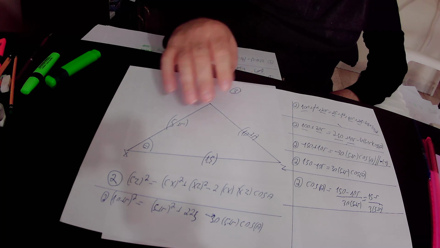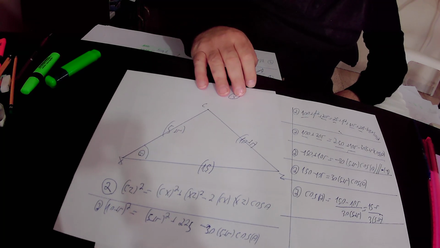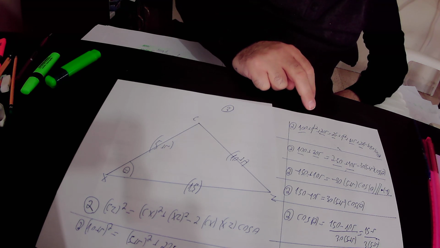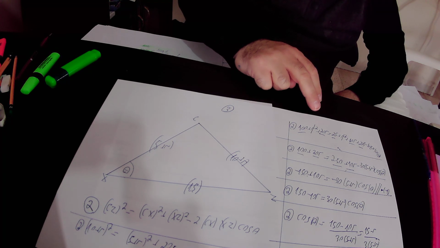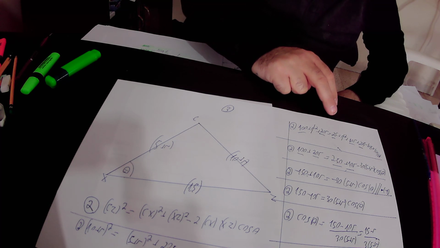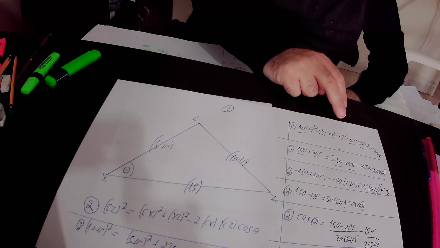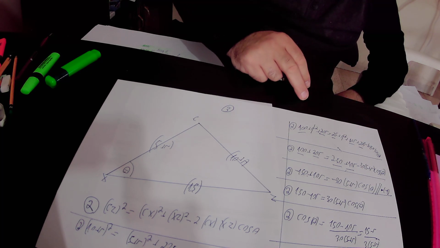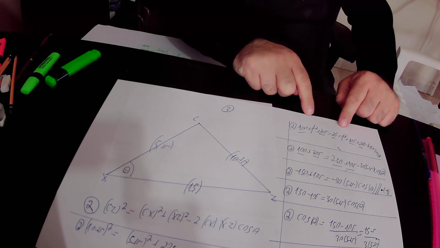We open the brackets on both sides of equation number 2, and we got that (10 plus r) squared equals 10 squared, that is 100, plus r squared, plus 2 times 10 times r, that is 20r, and it equals (5 plus r) squared, which is 5 squared, that is 25, plus r squared, plus 2 times r times 5, that is 10r, plus 225 minus 30 times (5 plus r) times cosine theta. Here we have r squared on both sides of the equation, so r squared will get cancelled.